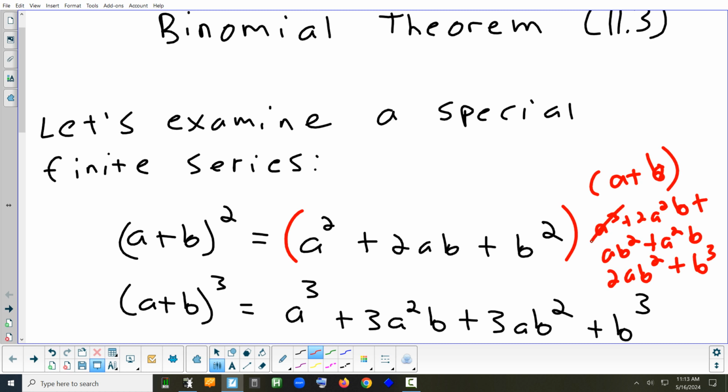A cubed, got it? 3a squared b. Well, there's a 2a squared b and a 1a squared b. Add those together and you get 3a squared b. I have an ab squared and I have a 2ab squared. Add those together and you get 3ab squared. And then I have a b cubed.